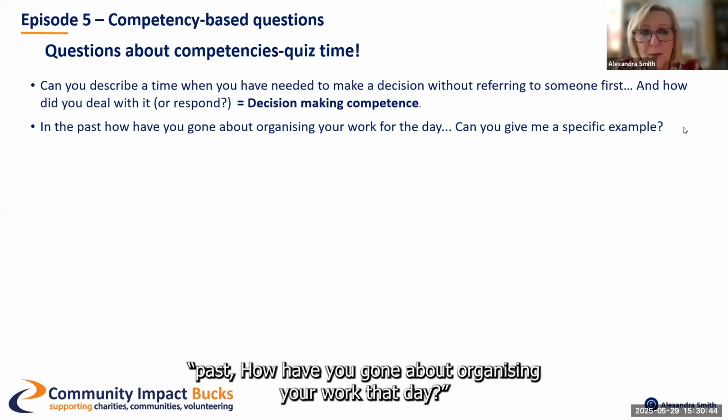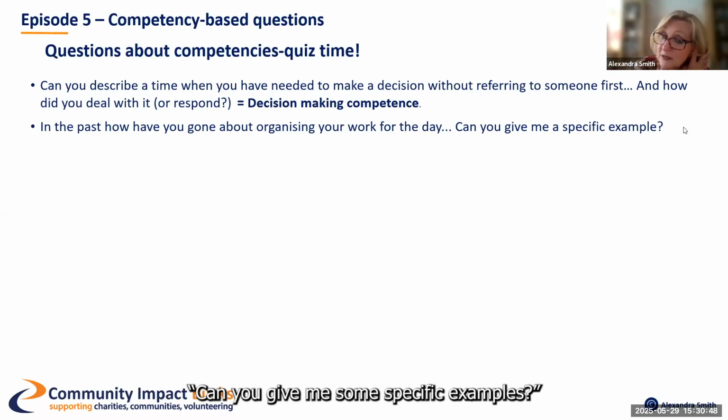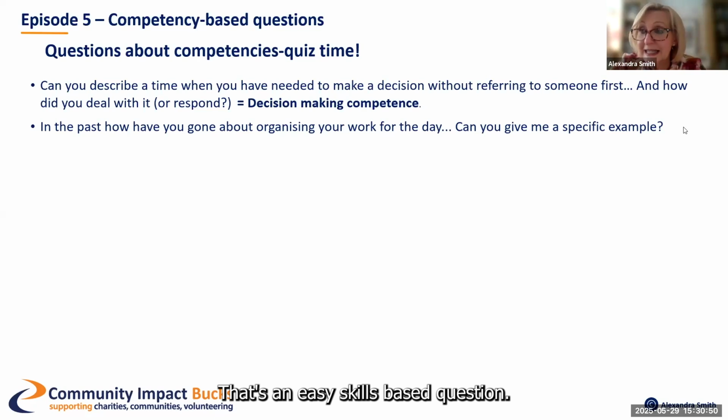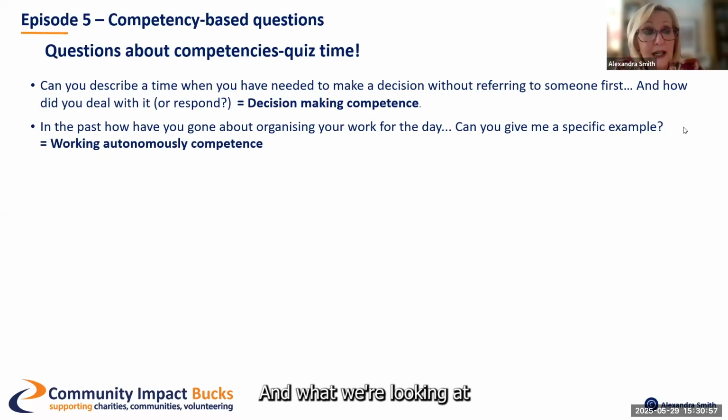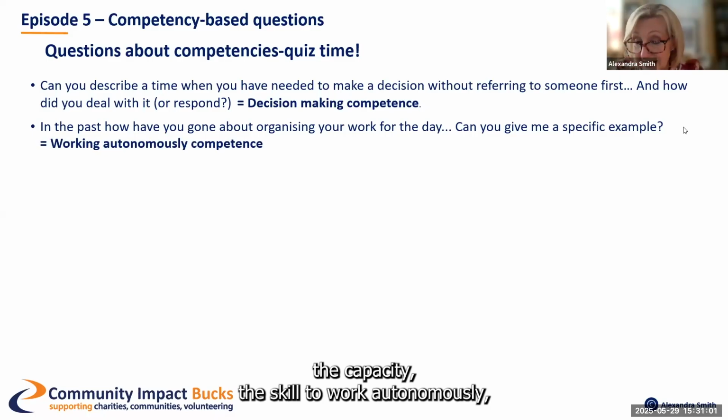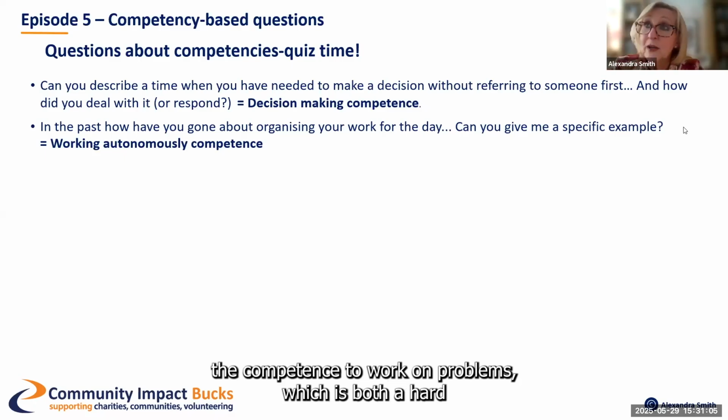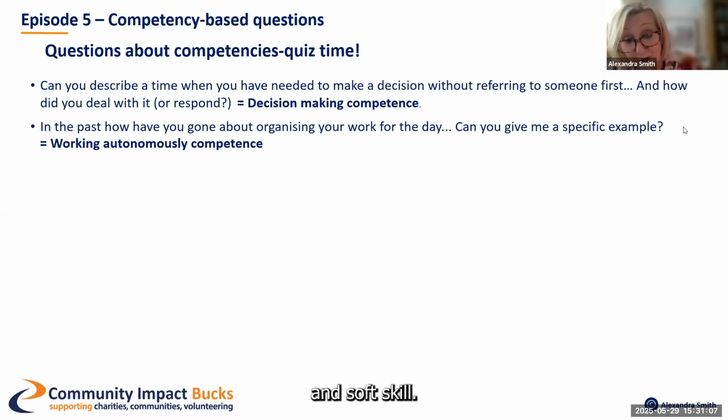In the past, how have you gone about organising your work for the day? Can you give me some specific examples? That's an easy skills-based question. And what we're looking at here is working autonomously. The capacity, the skill to work autonomously, the competence to work autonomously, which is both a hard and a soft skill.